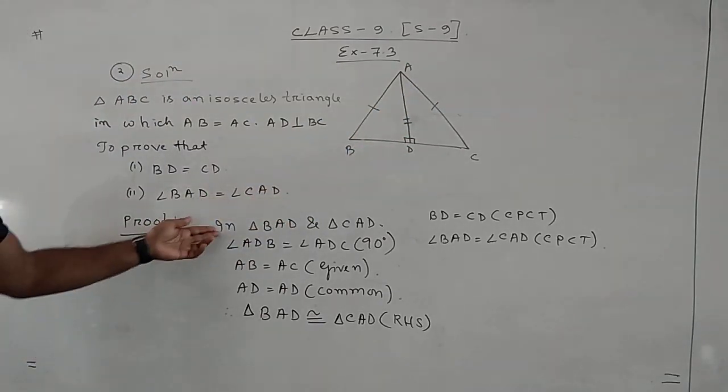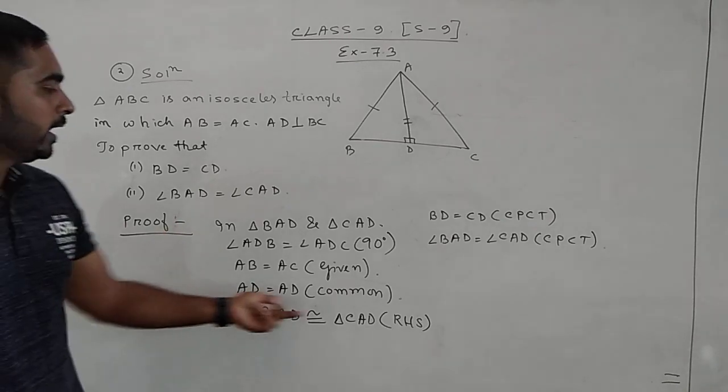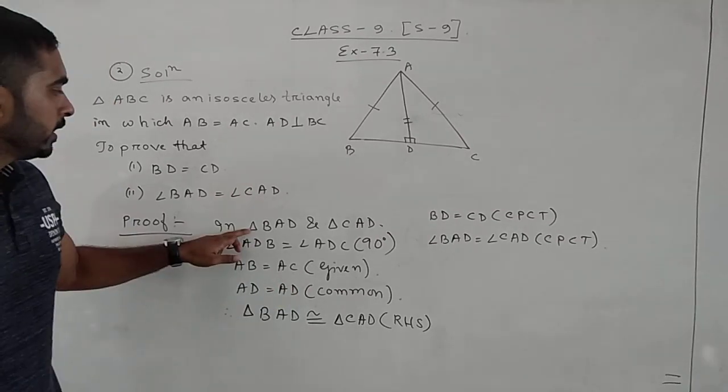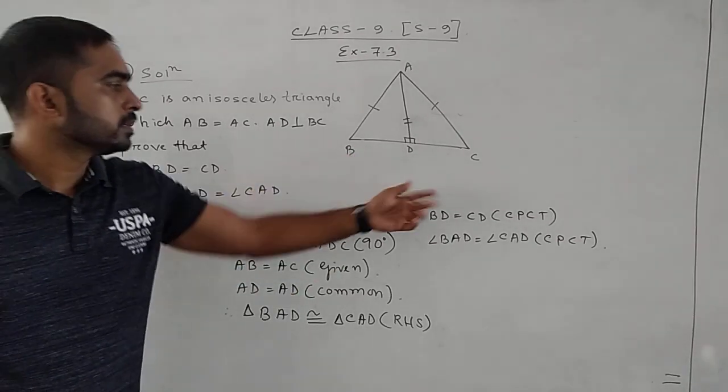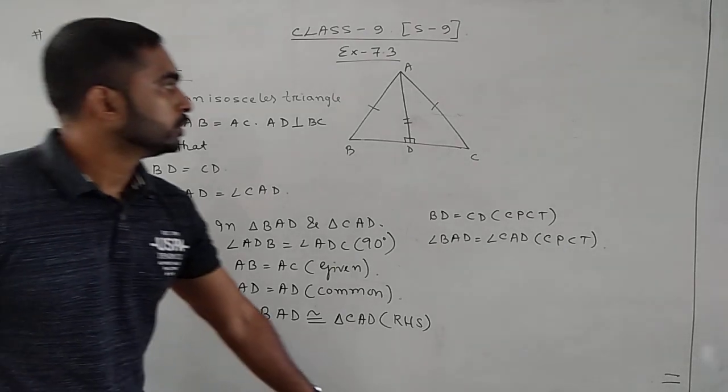So first prove these two triangles congruent. The sufficient conditions are three conditions, right angle, hypotenuse, side. By RHS, these two triangles are congruent, therefore BD equals CD and angle BAD equal to angle CAD, by CPCT. Got it? This is question number 2.